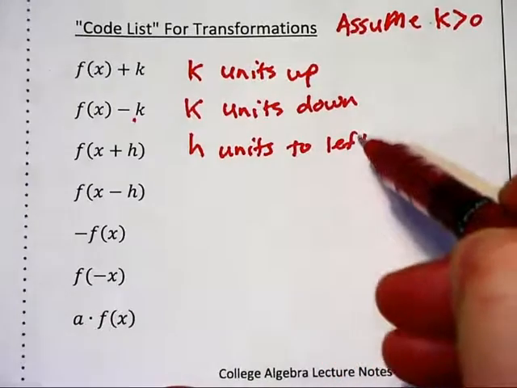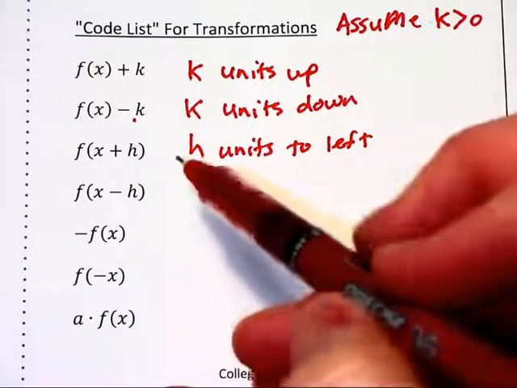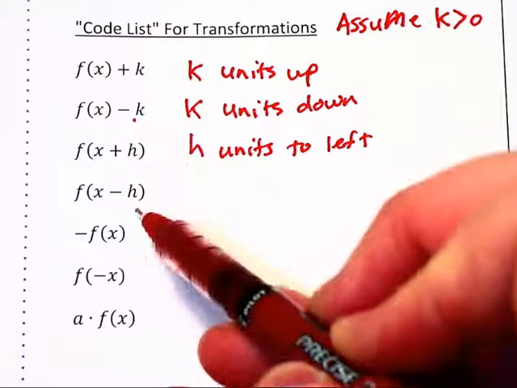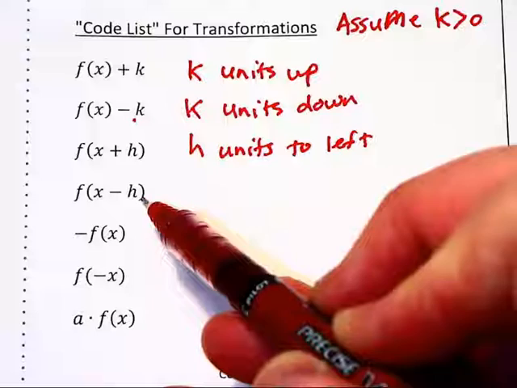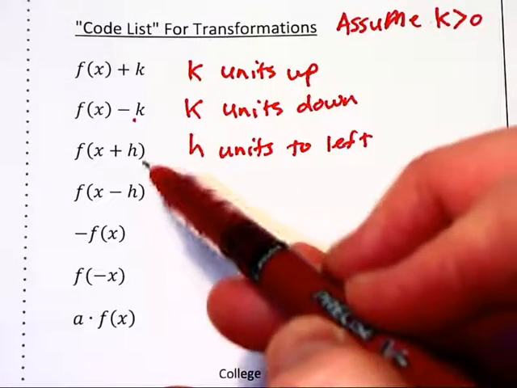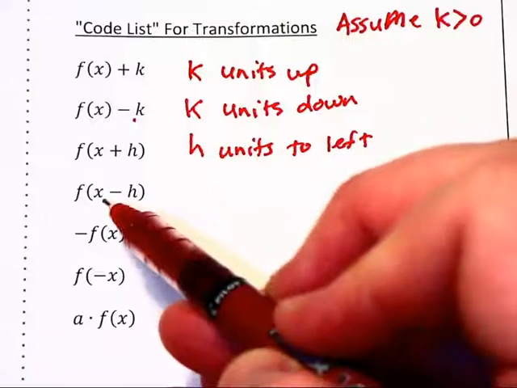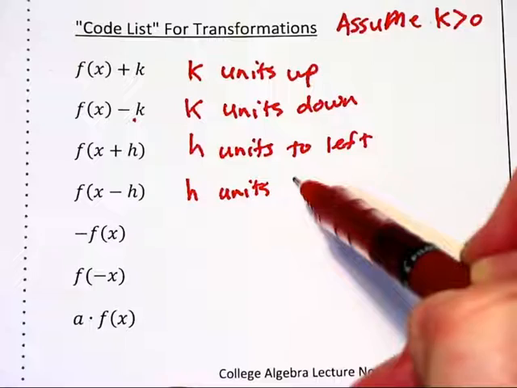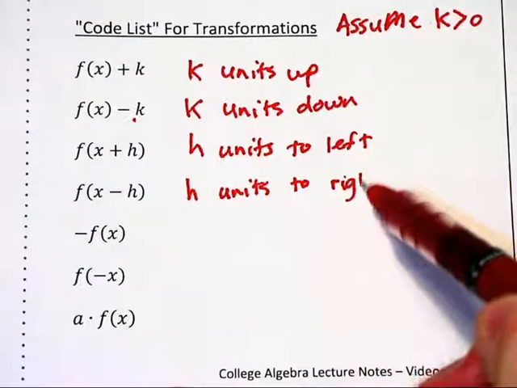Remember when we were finding the vertex of a parabola or the center of a circle, you had x minus h, and we changed some signs when we went from the parentheses form to the center, the vertex, whatever we were dealing with? The same thing is going on here. When we have x minus h, that's going to refer to h units to the right.